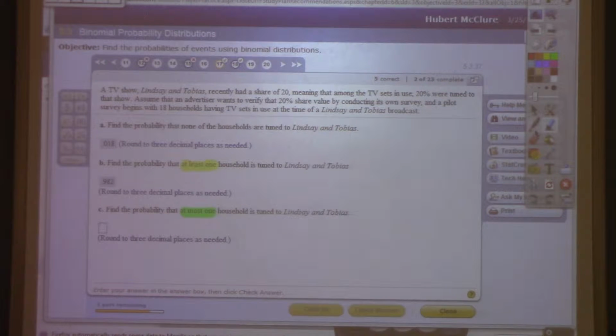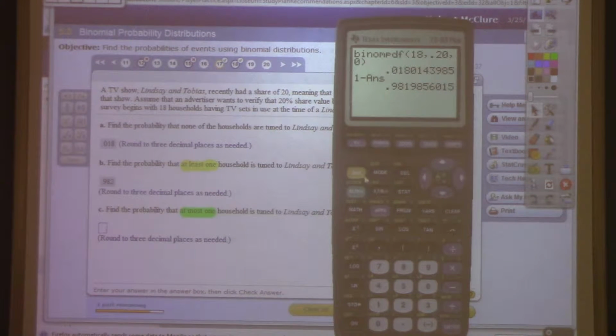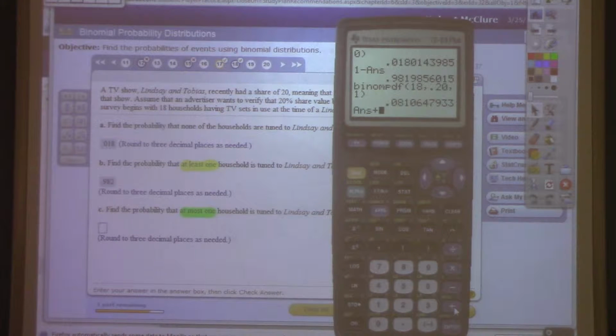So we know the probability of 0 is 0.018. Now we got to do the probability of 1. And the probability of 1, second function, enter. Second function, enter. Here we go. And I'm going to put a 1 here. And that's 0.081. And I'm going to add 0.018. Dang old transposing numbers. 0.018. And that's equal to 0.099.